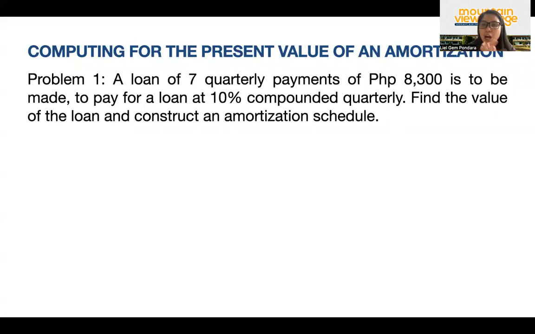Now, in our lesson, we will just make use of the formulas for simple ordinary annuity. In some examples, the present value is missing. In some examples, it's the periodic payment that is missing. Out of the many examples that I've given you in the handouts, I only chose 3 because the amortization schedule is quite long to be completed. Now let's start with computing for the present value of an amortization.